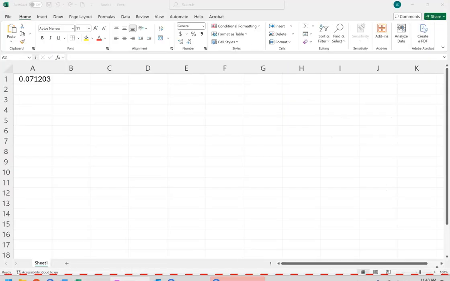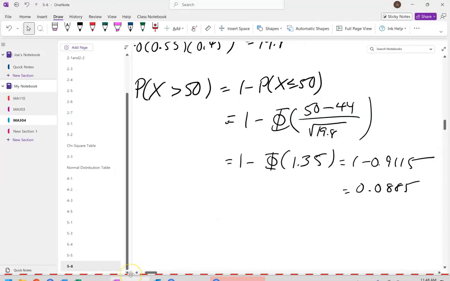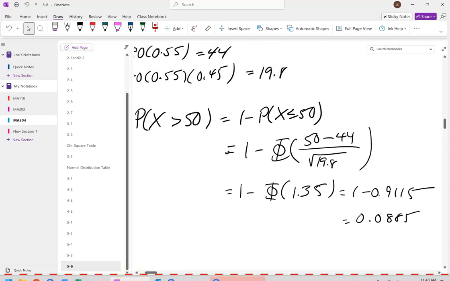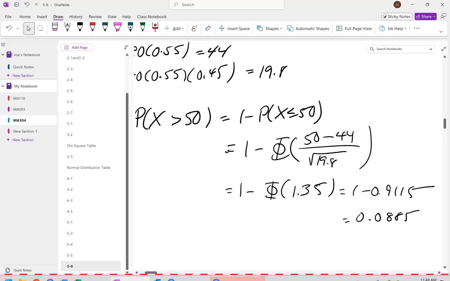This is worse than I would have thought. This one should have come out to be pretty good. Didn't make any errors with arithmetic, did it? Just making sure I didn't make any arithmetic error along the way, because that should have come out better than it did. Now, it could just be the rounding error for the 1.35 versus, oh, that is what it is. 1.34 is 0.9099, and 1.35 is 0.9115.